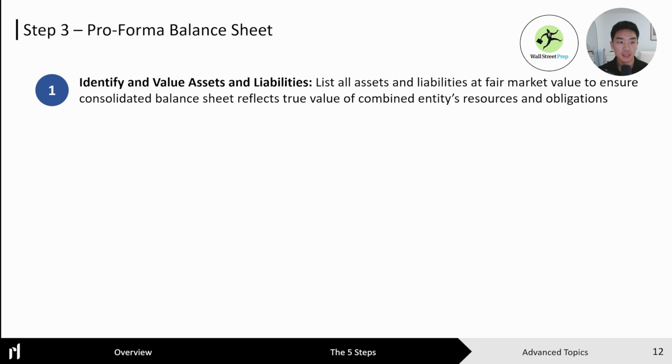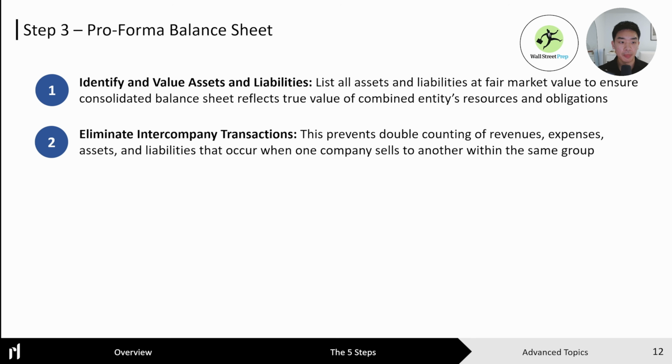So the first step is to identify and value assets all at fair market value. That just means when a company is purchasing another company, that smaller one may have their whole balance sheet and all that, but it's the larger company's responsibility to make sure that everything is listed fairly, right? Because a company may have listed, oh, we have $100 million in inventory, but after a deeper look, maybe it's only actually worth something like 25 million or 50 million. And so you want to make sure that everything is truly valued.